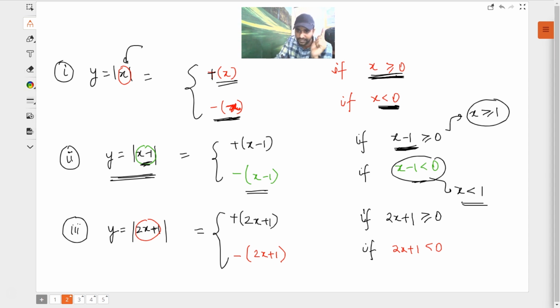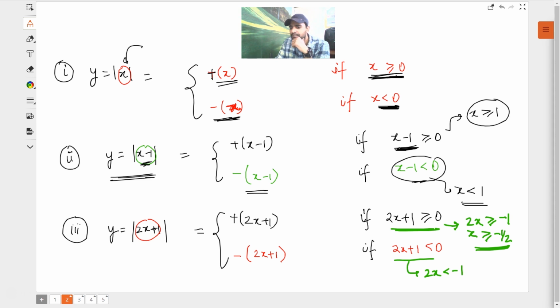Clear? Everybody clear? Alright. If 2x plus 1 is greater than or equal to 0 is given to me, that means 2x is greater than or equal to minus 1. I have taken this plus 1 to the right hand side, and can I write this as x is greater than or equal to minus half? Can I write it? Okay. And what about this? I can write 2x should be less than minus 1, or I can write x is less than minus half. This particular thing means what?